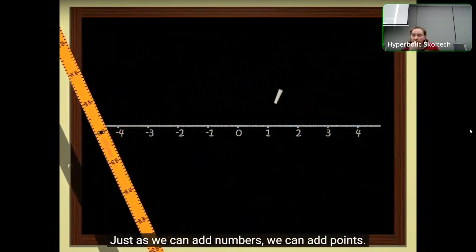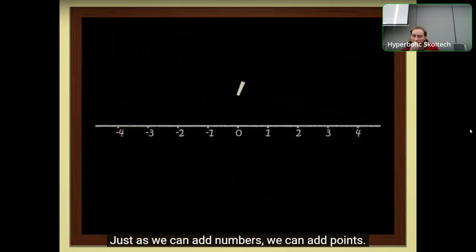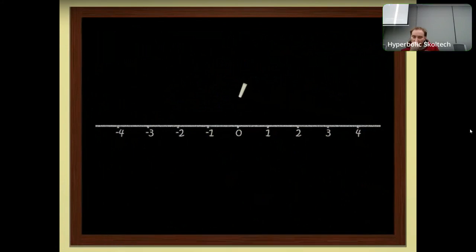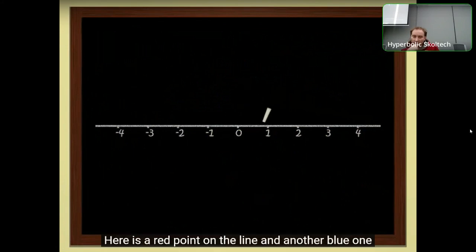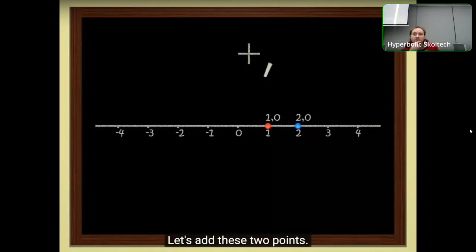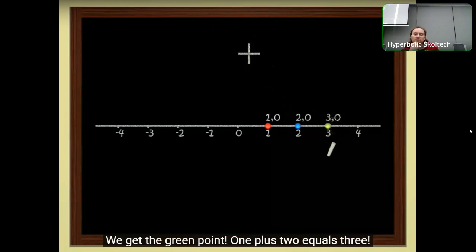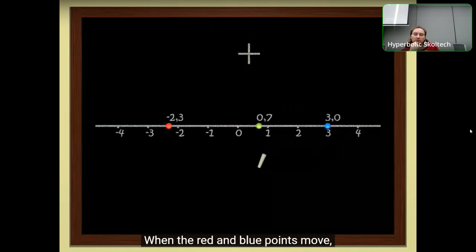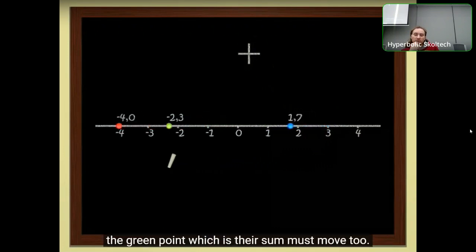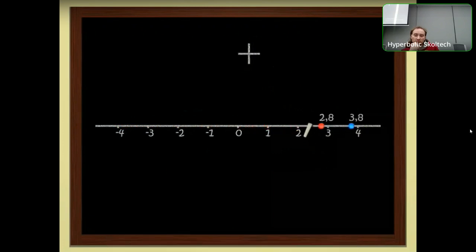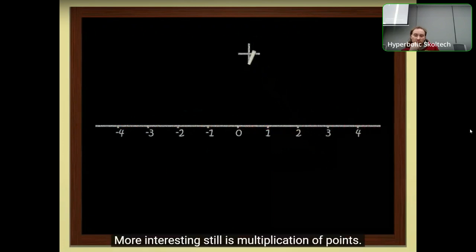Just as we can add numbers, we can add points. Here is a red point and another blue one. Let's add these 2 points. We get a green point. 1 plus 2 equals 3. When the red and blue points move, the green point, which is their sum, must move too. More interesting still is multiplication of points.